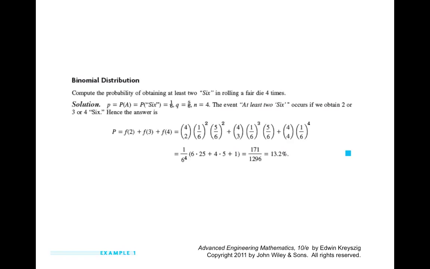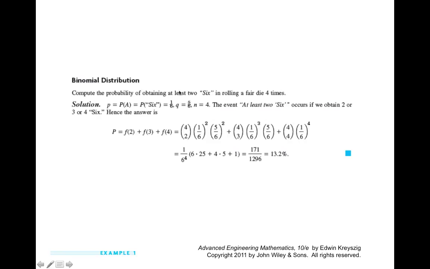So here's just an example of using the binomial distribution, calculating the probability of obtaining at least 2 sixes in rolling a fair die 4 times. So the number of events is 4. The number of possible outcomes is 2. The probability that we would get a 6 is 1/6. So here's our number of permutations, 4 over 2.